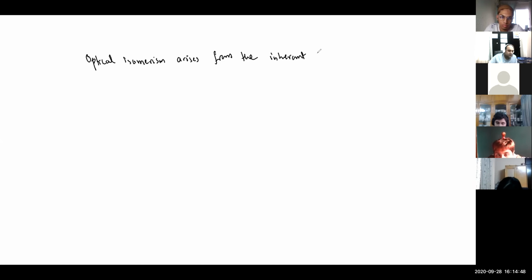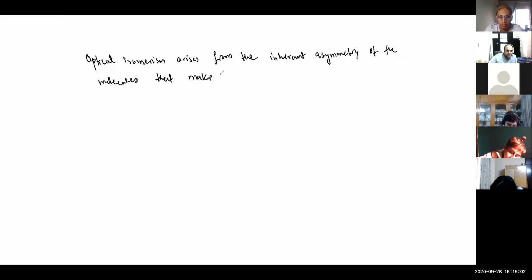So write this down: optical isomerism arises from the inherent asymmetry of the molecules that make up each isomer.